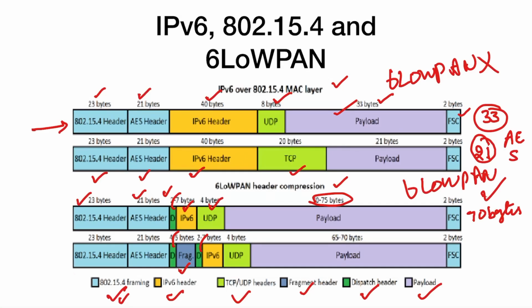Then in the next case, same way, we have fragmented data. Fragmentation will be around 4 bytes, then 2 to 3 bytes, 1 byte for this dispatch code, another dispatch code, IP version 6 again some 5 bytes, 4 bytes, and we are getting a minimum of 65 bytes for 6LoWPAN. So every time we are getting 65 to 70 bytes with AES encryption for sending the payload. This way the IP version 6 packets are compressed and sent over the adaptation layer.